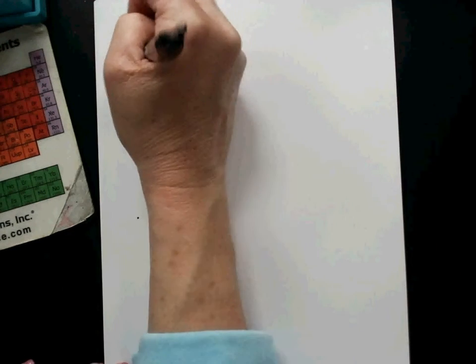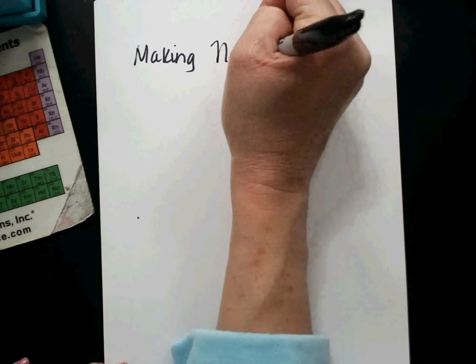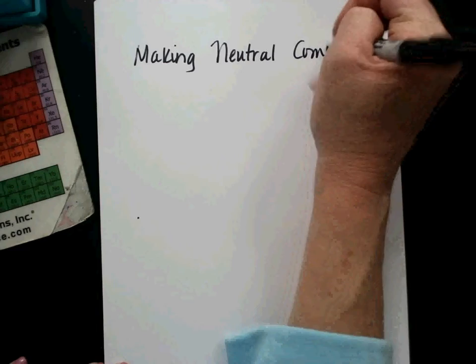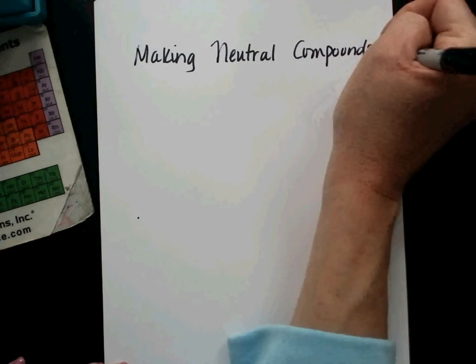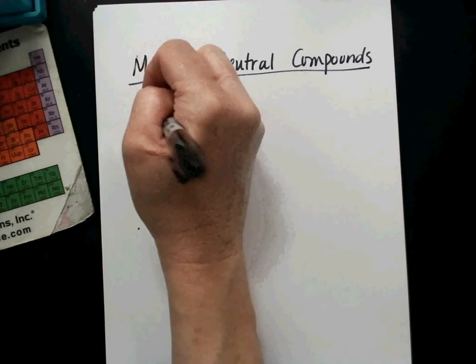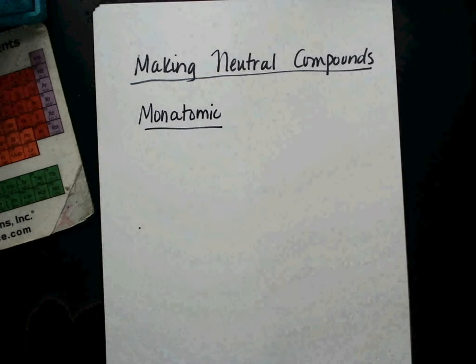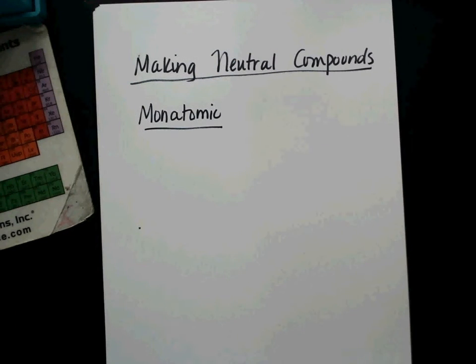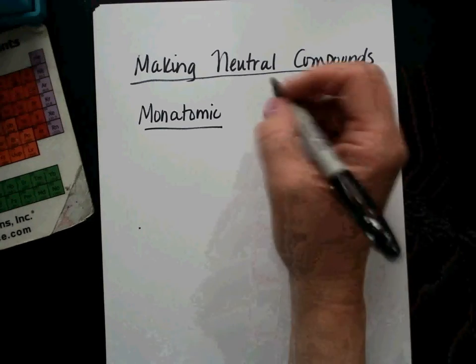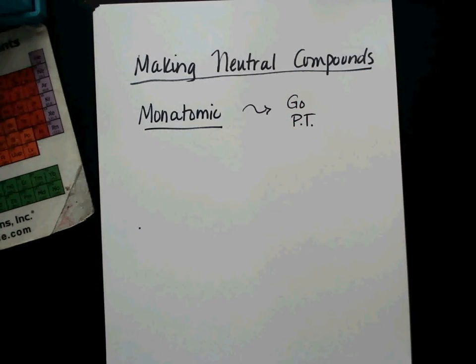So now, the challenge is making neutral compounds. And that's what we're going to do. And we're going to start with the monatomic ones. When you're working with monatomic, you can just go to your PT. And I'm going to tell you, we'll work through one.